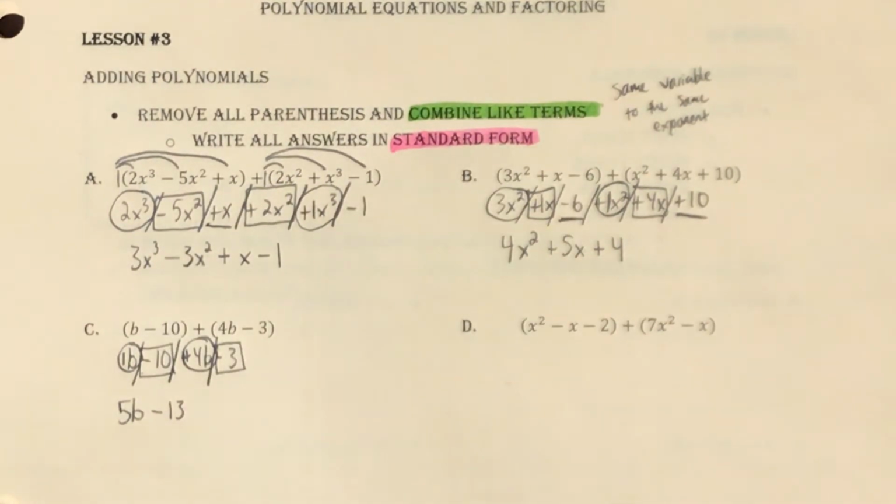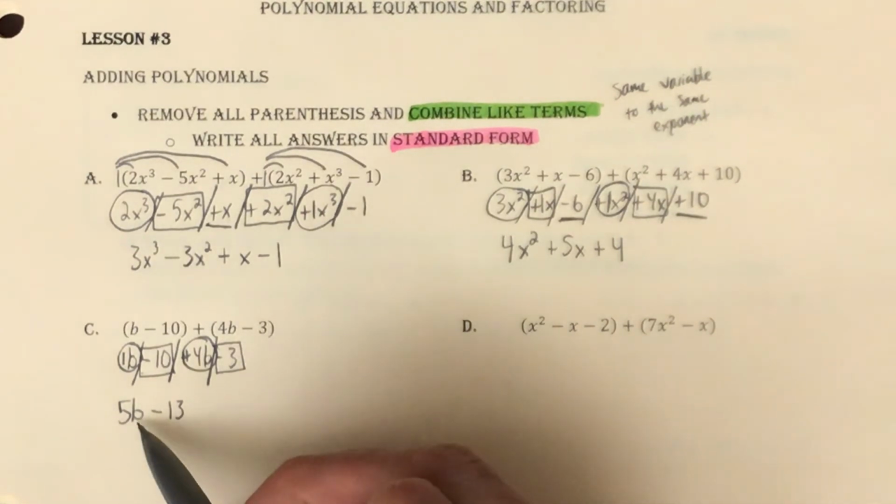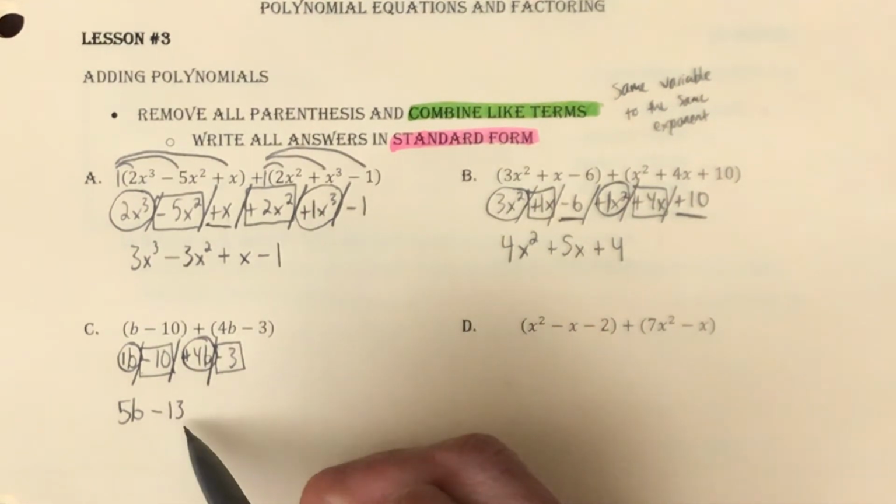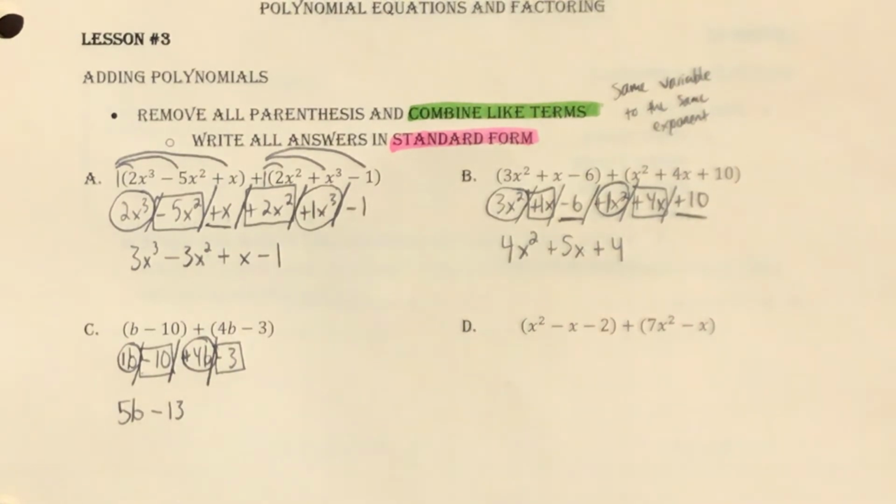So last step, make sure it's in standard form because I have no terms left to combine. Well, b is our first term. Numbers should always be at the end because they don't have variables. So 5b minus 13 is all the way simplified down.